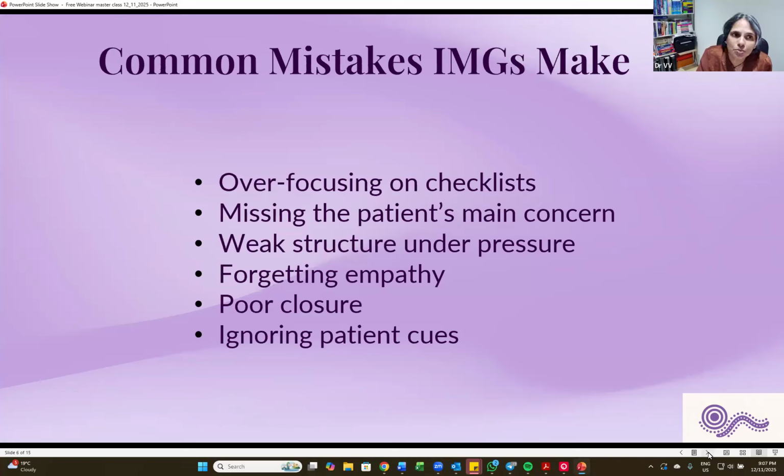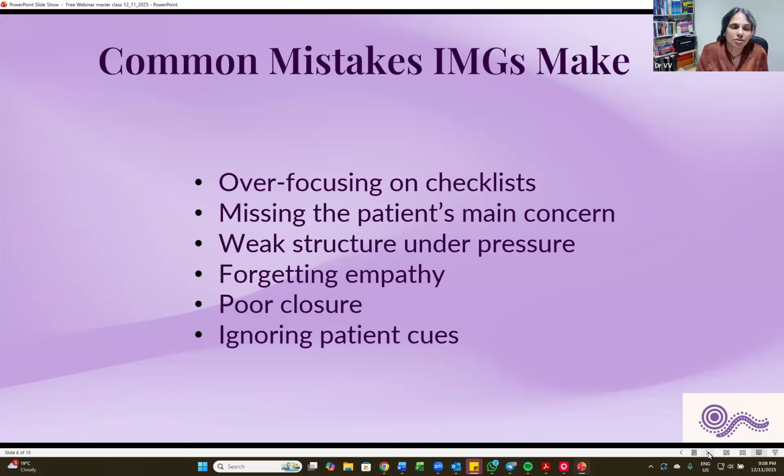The common mistake most international medical graduates make is that you have a checklist. You follow certain notes, a magic formula, whatever notes that you follow, you have this checklist in your head and you try to follow it. Whereas an OSCE is a very fluid, evolving station. If your actions don't match the station, you will fail.